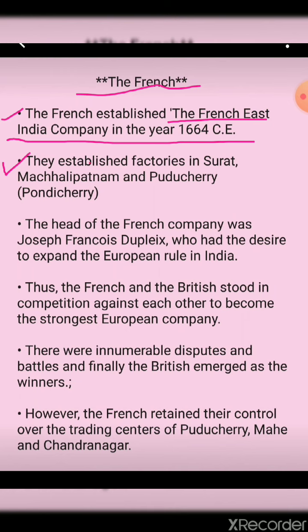Next. They established factories in Surat, Machilipatnam and Puducherry, that is now said to be Pondicherry. They established their factories in Surat, Machilipatnam and where? In Puducherry, now said to be Pondicherry. Who established the factories? That is the French East India Company.